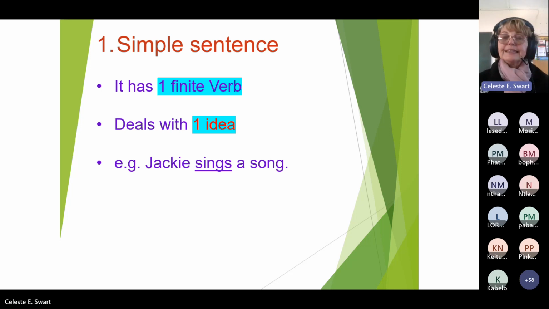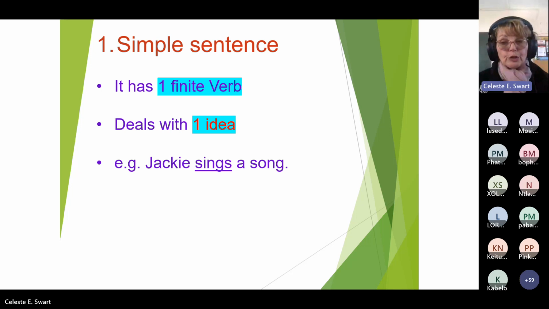So let us look at a simple sentence. A simple sentence has one finite verb and it deals with one idea. For example, if we look at this sentence, Jackie sings a song. It tells us sings is the verb, and we know that sings can stand on its own. And the sentence Jackie sings makes perfect sense. It can stand on its own as well. So that will help you to remember a simple sentence.